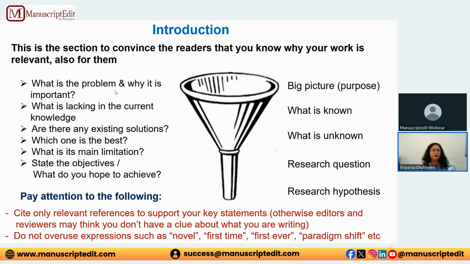You have to write what the problem is, why it is important, and what is lacking in the current knowledge. Is there any existing solution? If there is, then which one is the best? And then you have to draw attention to the limitation, right? There is some limitation, and that's why you are doing further research in that field, isn't it? So you have to highlight the limitation, and then you should write how you intend to overcome it. That is very important.